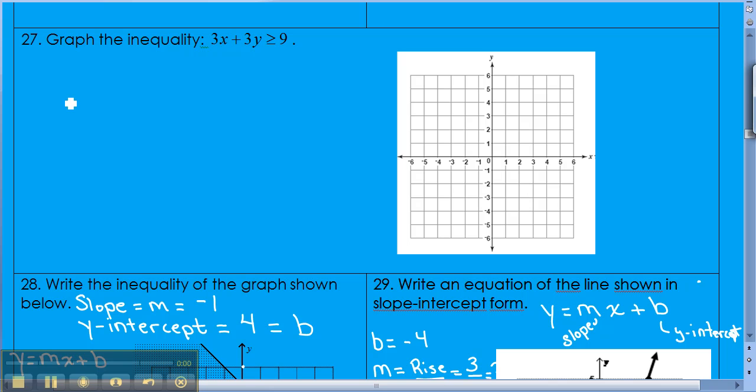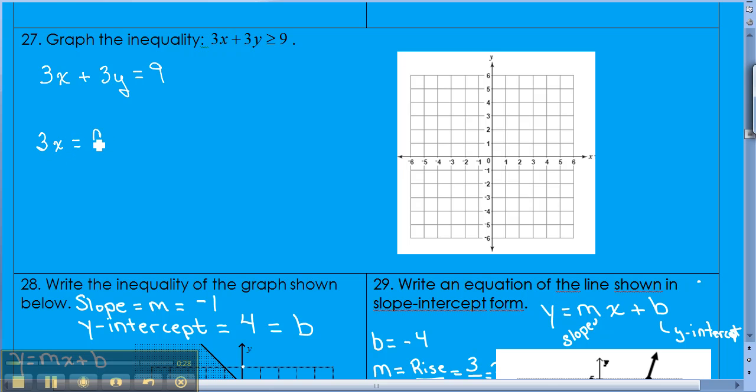Number 27, graph the inequality 3x plus 3y is greater than or equal to 9. The first thing we need to do is graph the boundary line, which is the graph of the equation 3x plus 3y equals 9. And since this is in standard form, it's easy to look at this and graph using x and y intercepts.